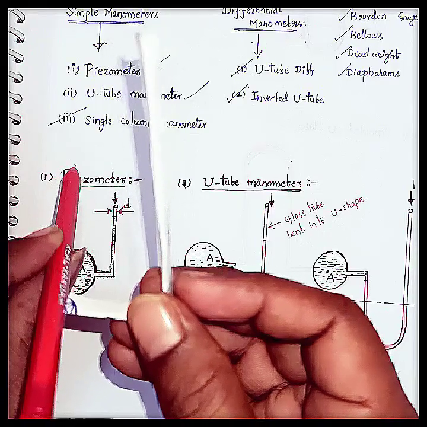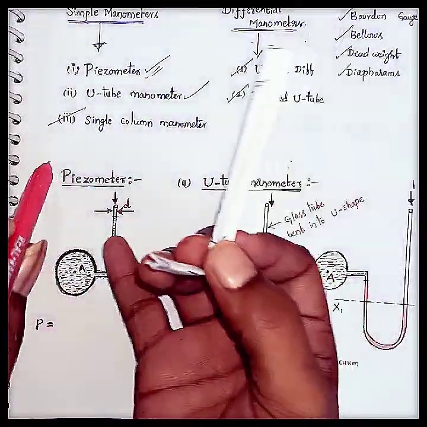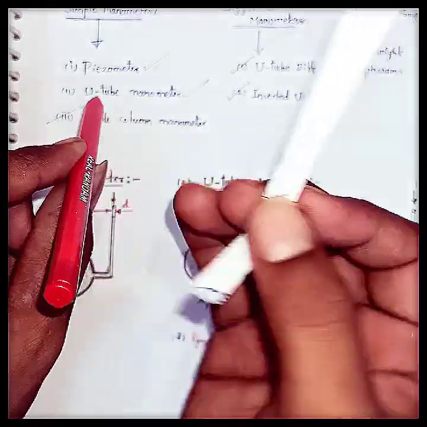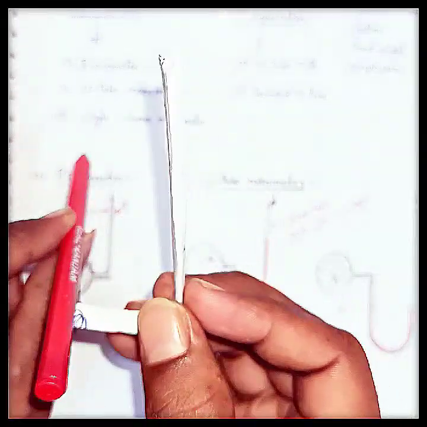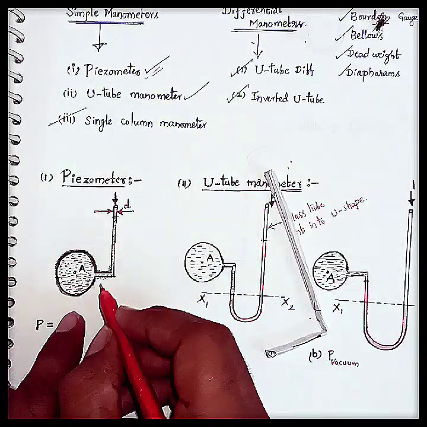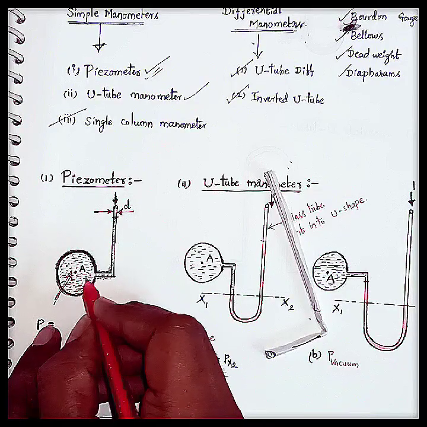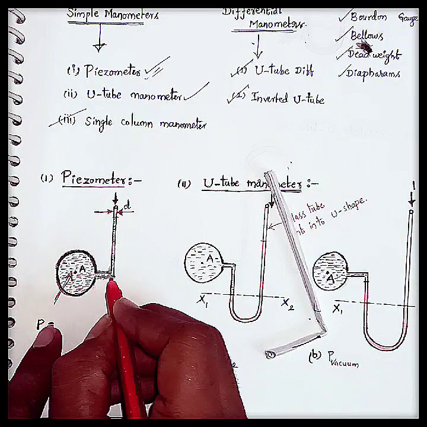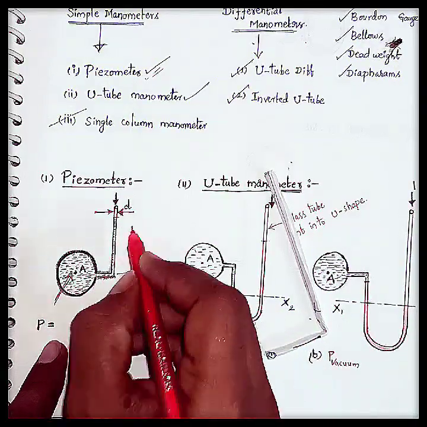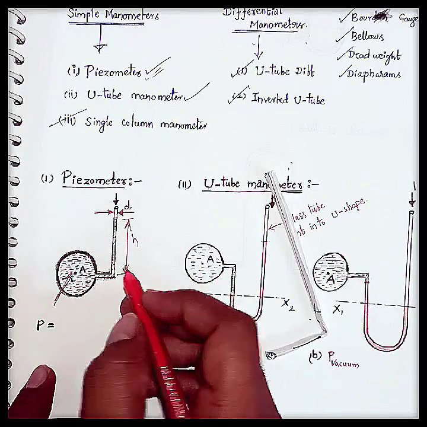This is the cross section of this pipe. I just cut this pipe like this, and I arranged this piezometer like this. Whenever fluid is flowing through this pipe, due to the high pressure, the fluid will rise through this piezometer like this. Let us consider this is the height h.